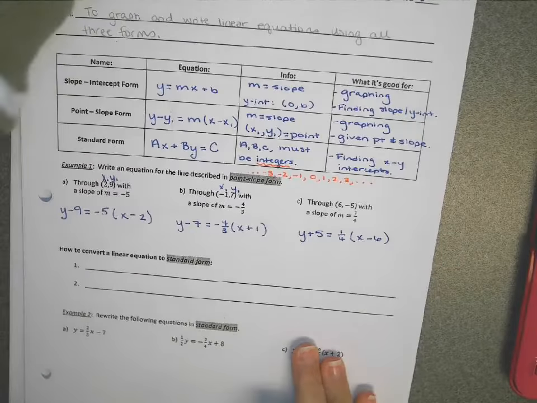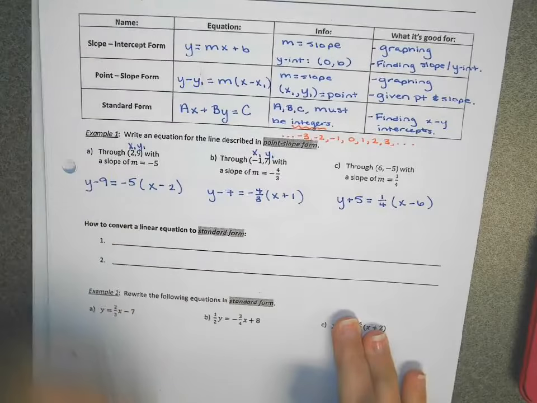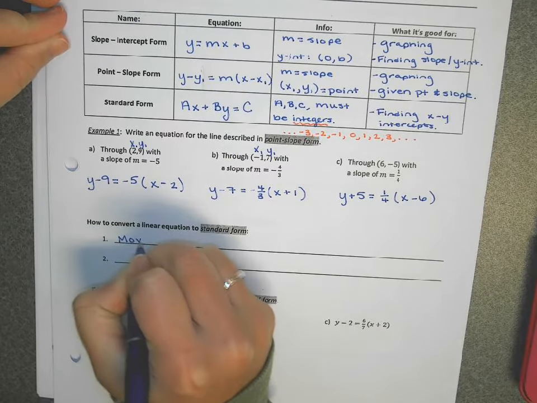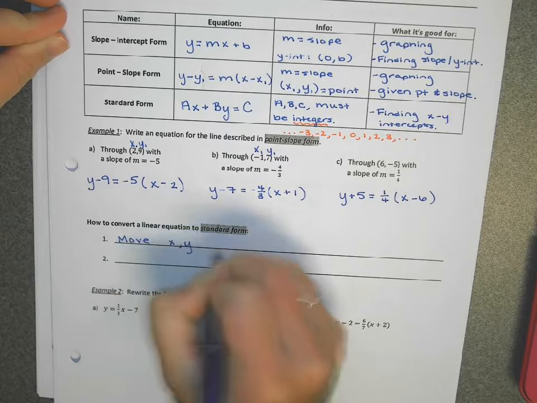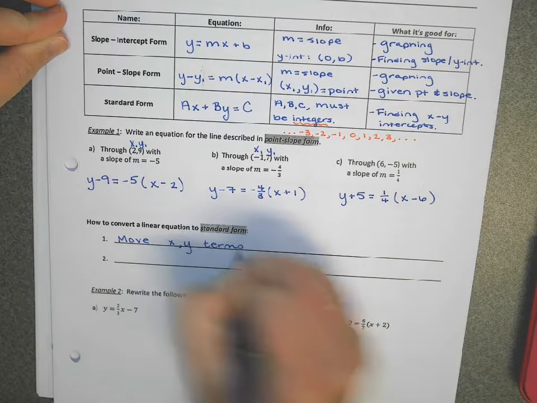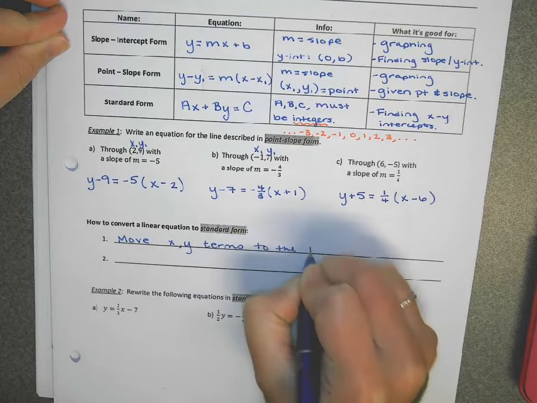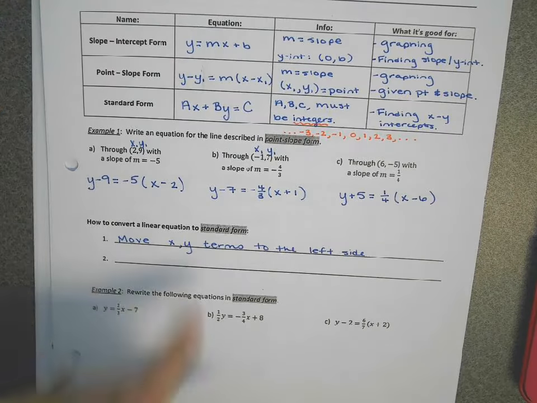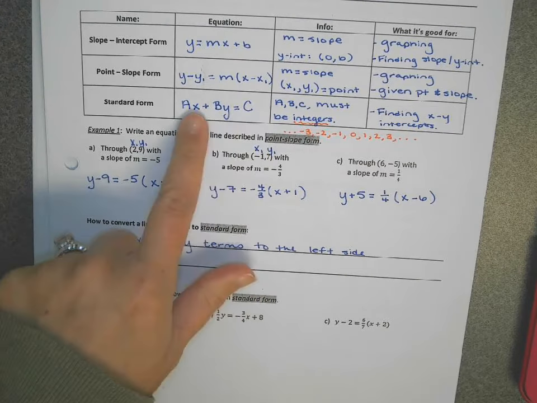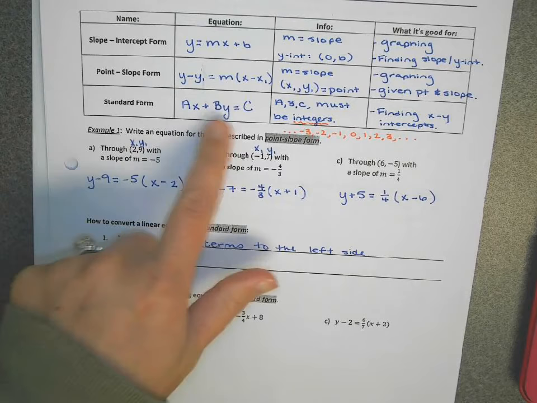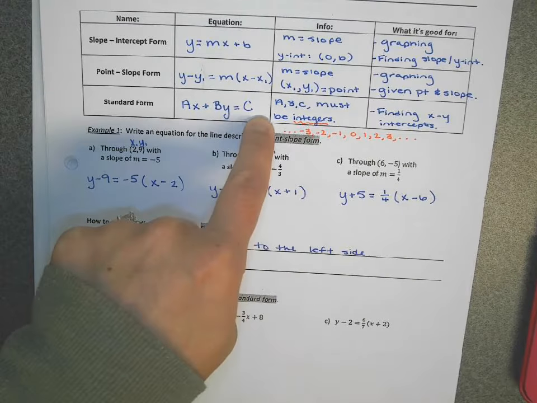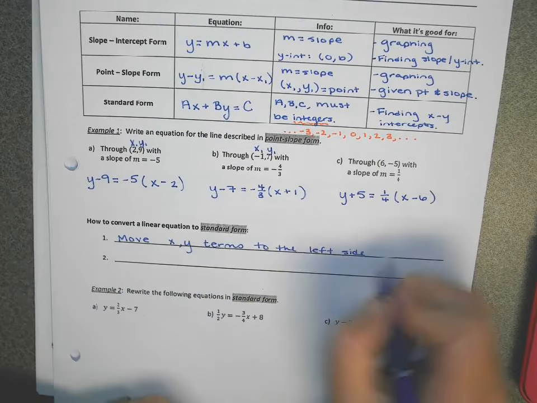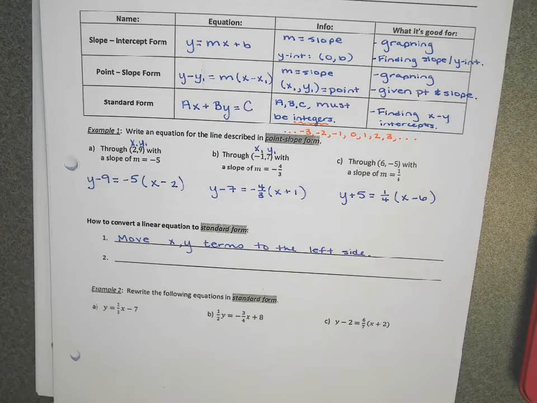All right, the next type of problem that we're going to do is we're going to learn how to convert a linear equation to standard form. So to do this, the first thing you want to do is you want to move your x and y terms to the left side. So it depends on what you're given, but we're trying to make it look like this. Your x and y terms have to be on the left, and just all the numbers are on the right. Okay, so the number is on the right. So you move your x and y terms to the left side.